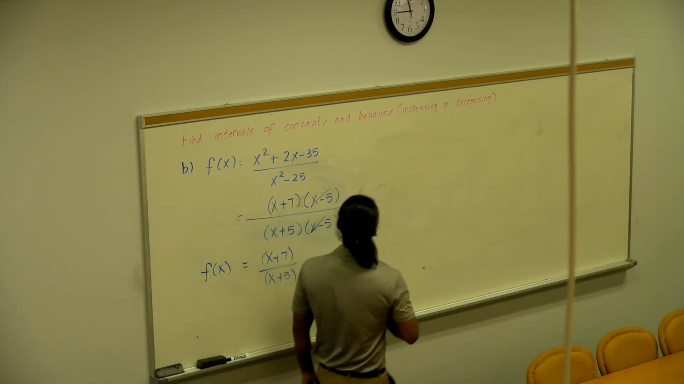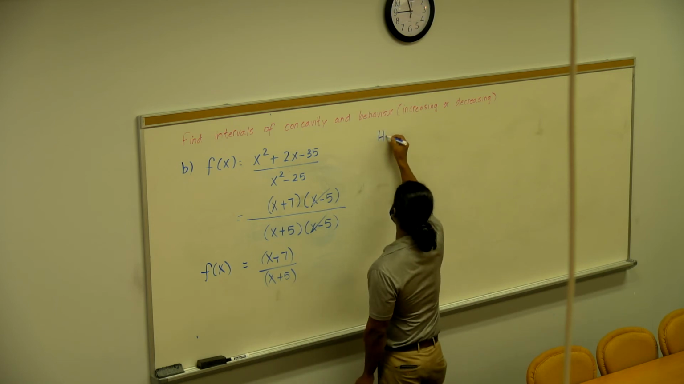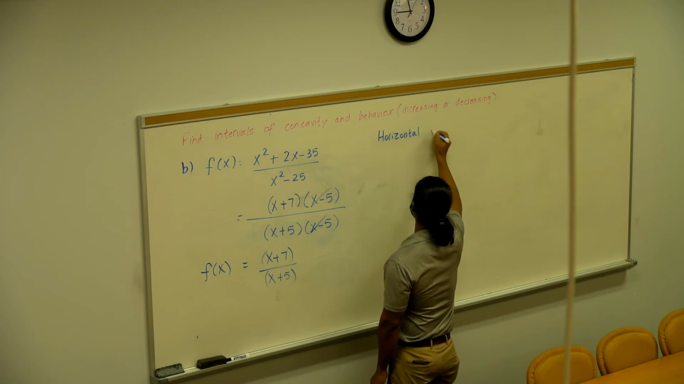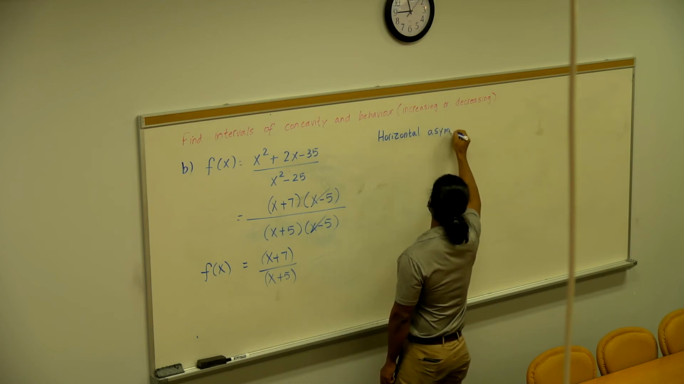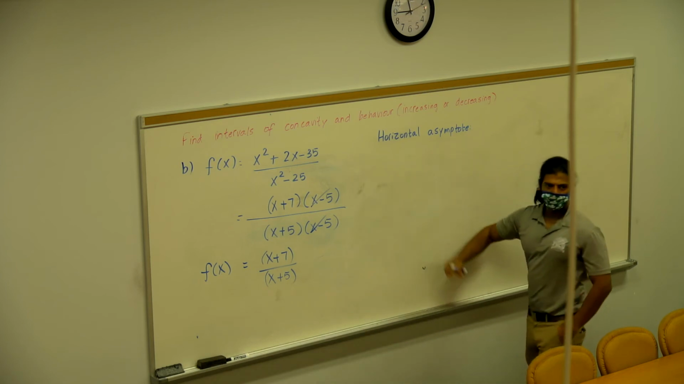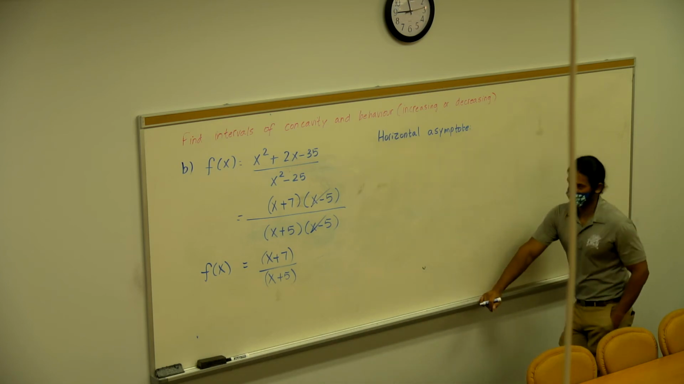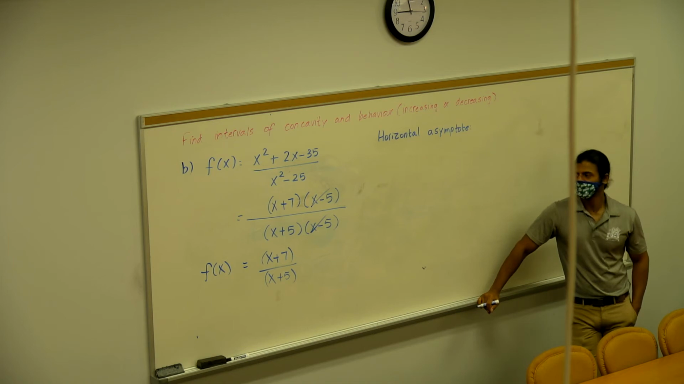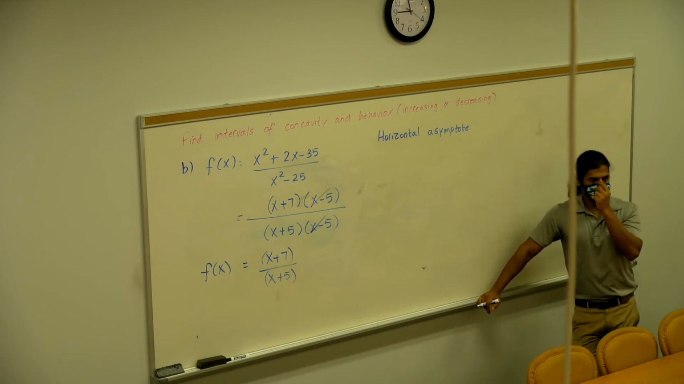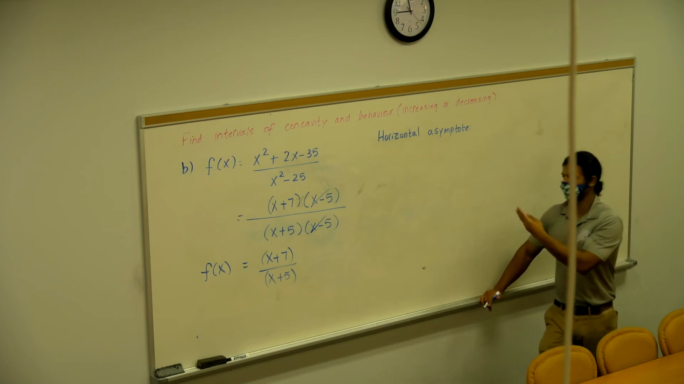A question to ask. Horizontal asymptote. Do you believe that this particular function has a horizontal asymptote? Yes. If so, what value? y equals 1.